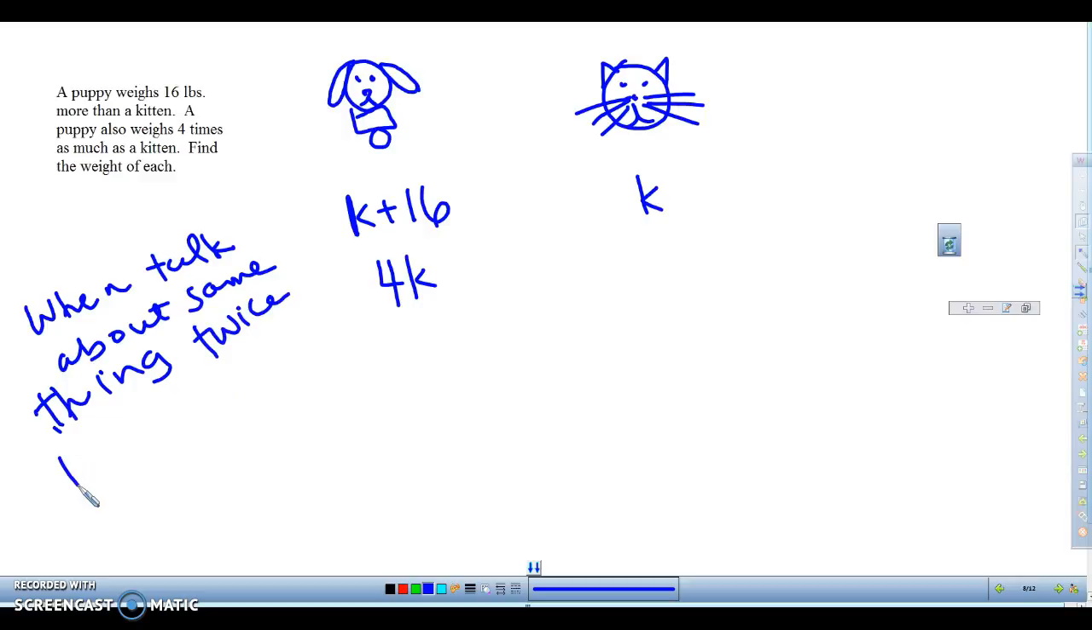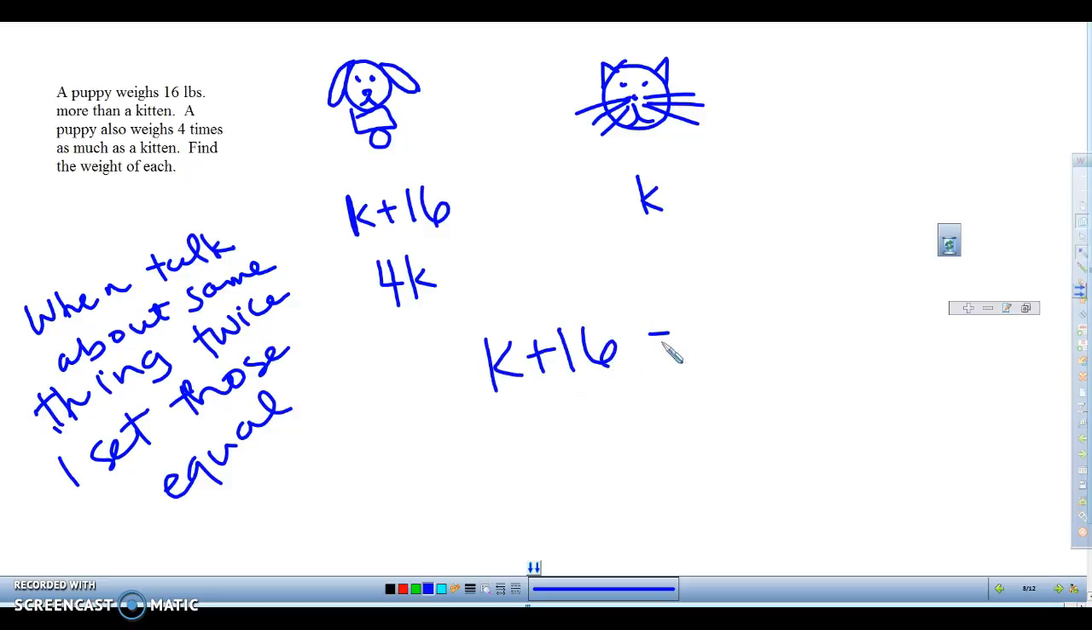I set those things equal. So I'm going to have K plus 16 set equal to 4K, because both of those puppy things should be true. K plus 16 should be the same as 4K because that's the same as the puppy. Okay?